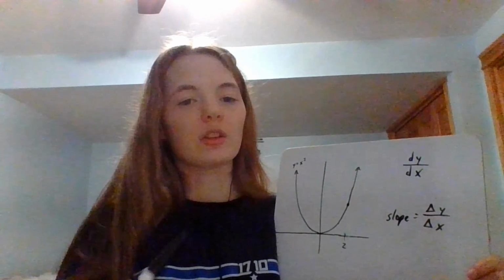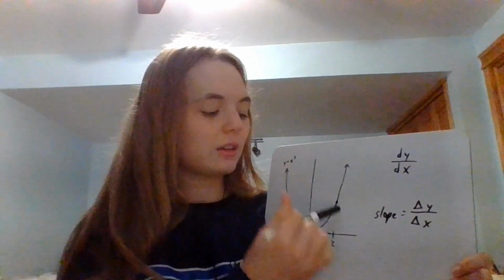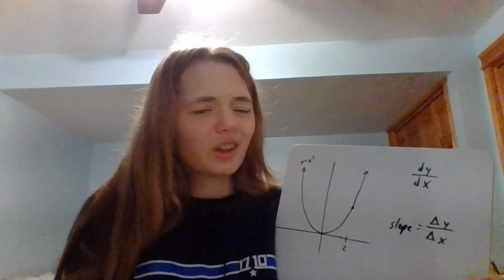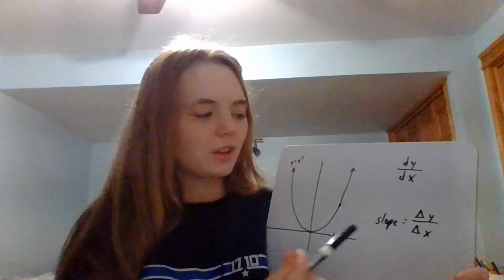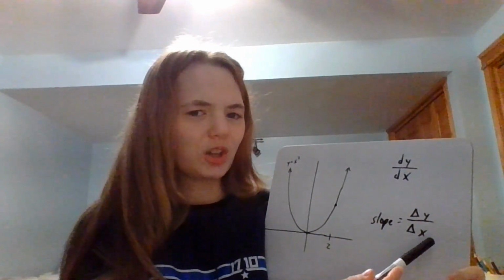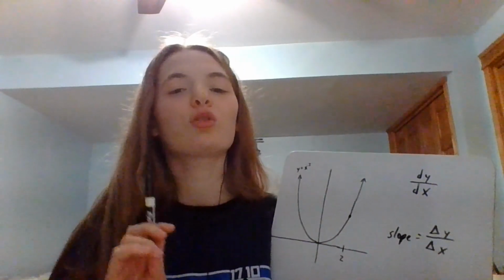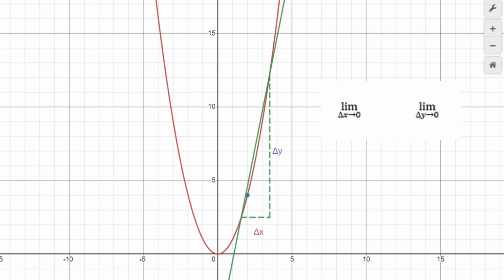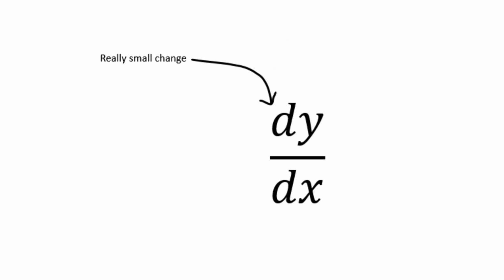Let's say we want to find the slope of y equals x squared at x equals 2. At first, this doesn't make any sense. How do you find the slope, which is the change in y over the change in x, at a point? The answer is with limits. As delta x and delta y approach 0, we find the slope at an exact point. Leibniz uses the lowercase letter d to represent this infinitely small change in each variable.